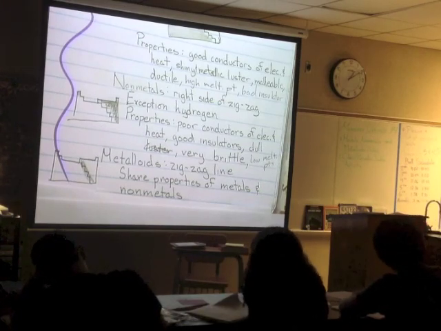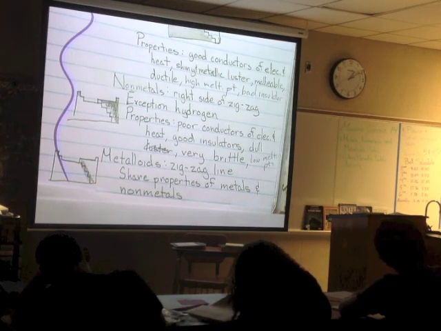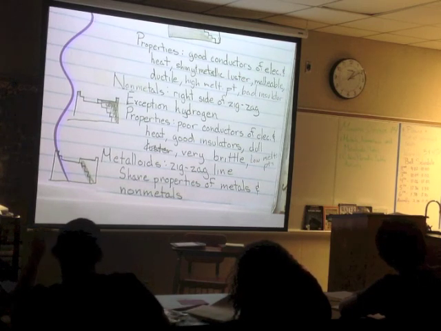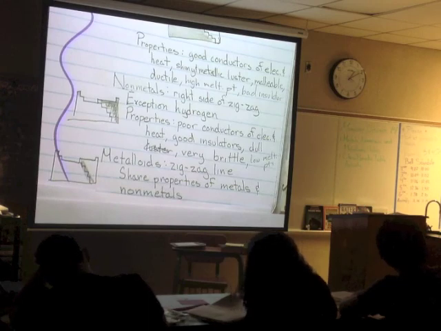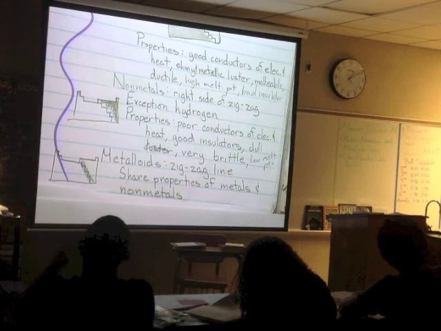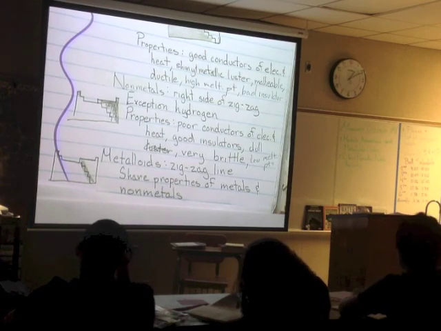So, any questions? That's the end of the notes for today. Basically, by now, you should be able to answer that essential question: How can you deduce the properties of an element by its location on the periodic table? You look at it, if it's a metal, it's the metal properties. You look at it, if it's a non-metal, it's the non-metal properties. Very simple. Any questions?